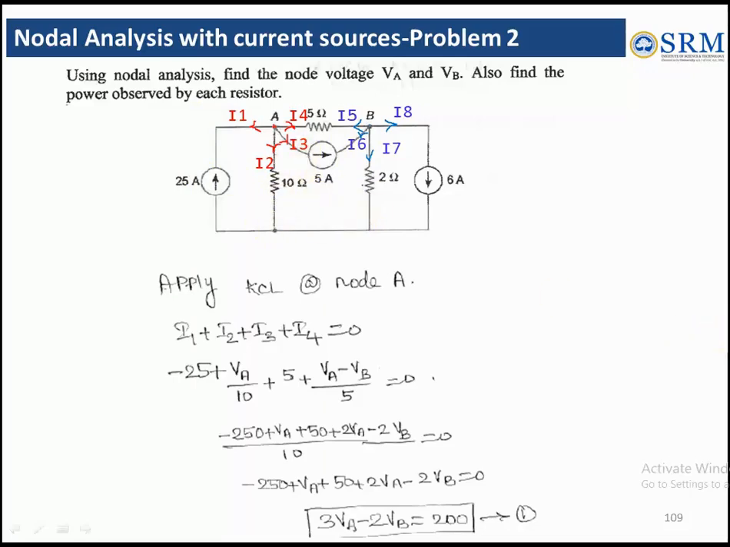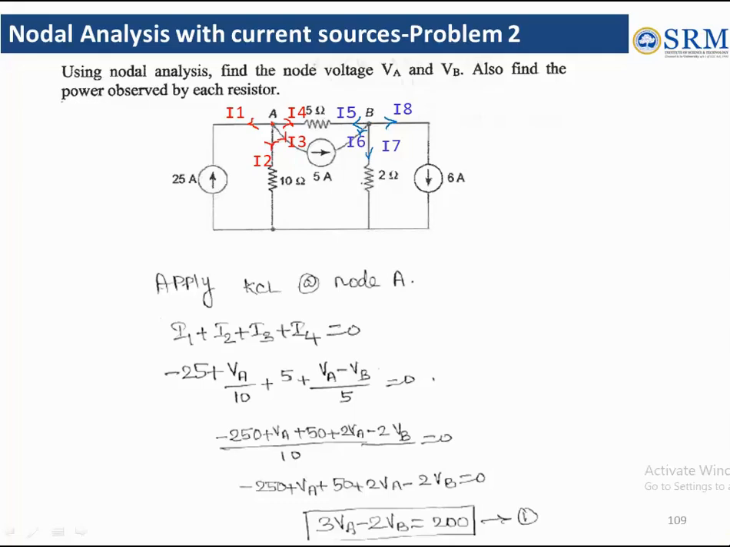First step, applying KCL at node A, we have to mark the currents that are leaving this node: I1, I2, I3 and I4. Similarly at node B, I5, I6, I7 and I8. First we apply KCL at node A. So the sum of outgoing currents is 0: I1 plus I2 plus I3 plus I4 is 0.